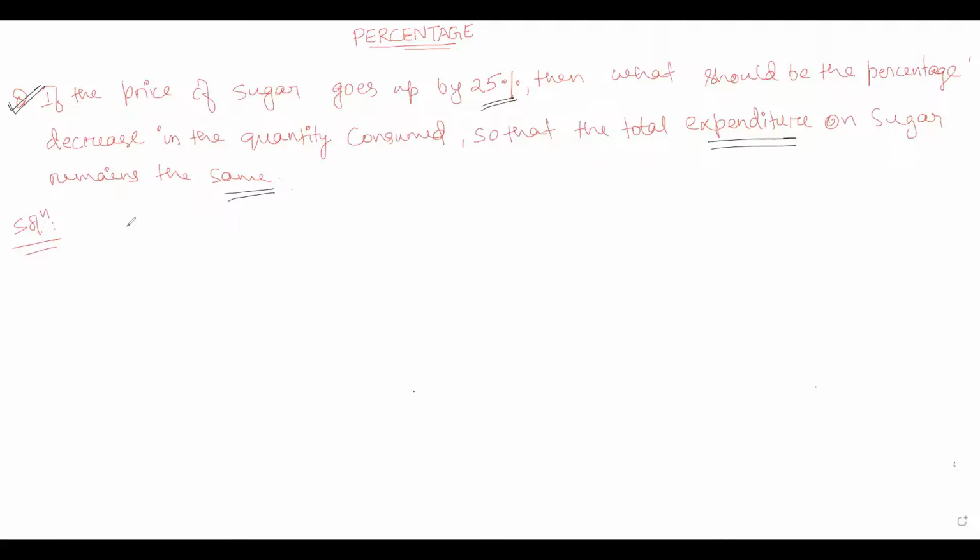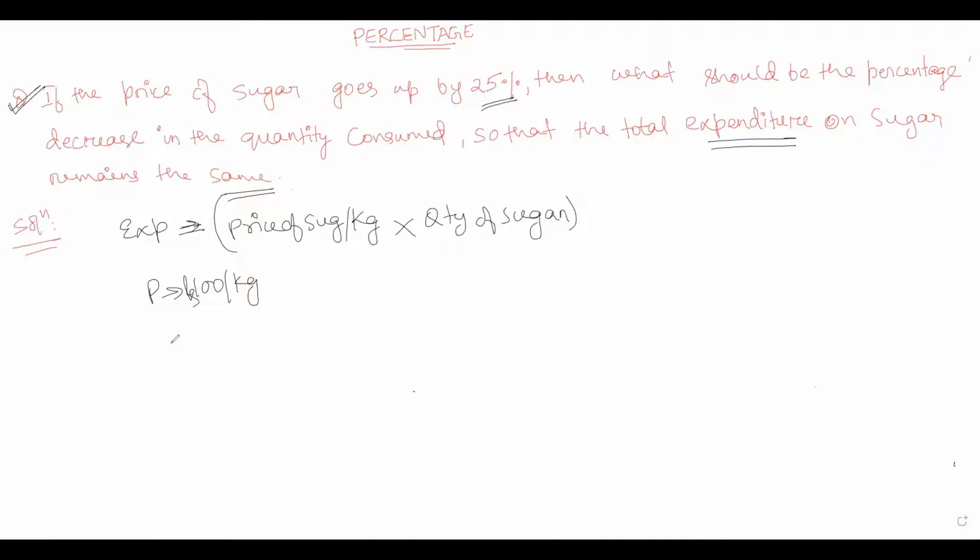So can we say that the total expenditure would be nothing but the price of sugar per kg times the total number of kg consumed? Yeah, we can say that, the quantity of sugar consumed. So now let us assume that the price of sugar per kg is rupees 100 and the total quantity of sugar that we were consuming initially is 100 kg. So we can say that the total expenditure would be 100 times 100. So that would be 10,000.